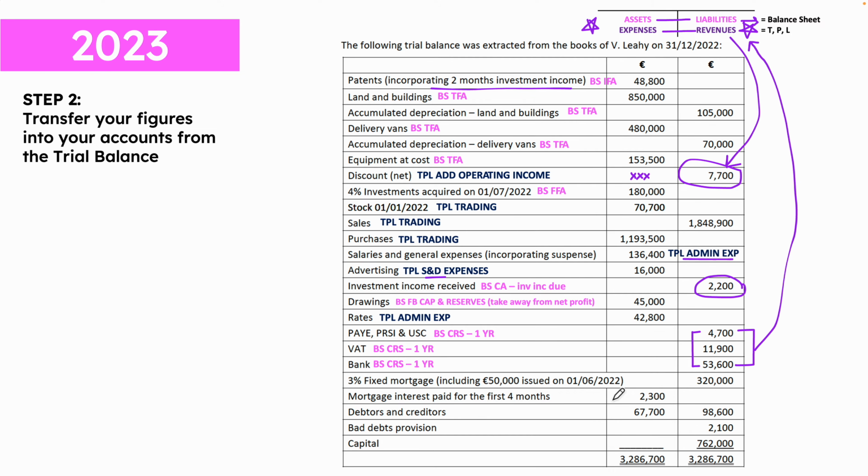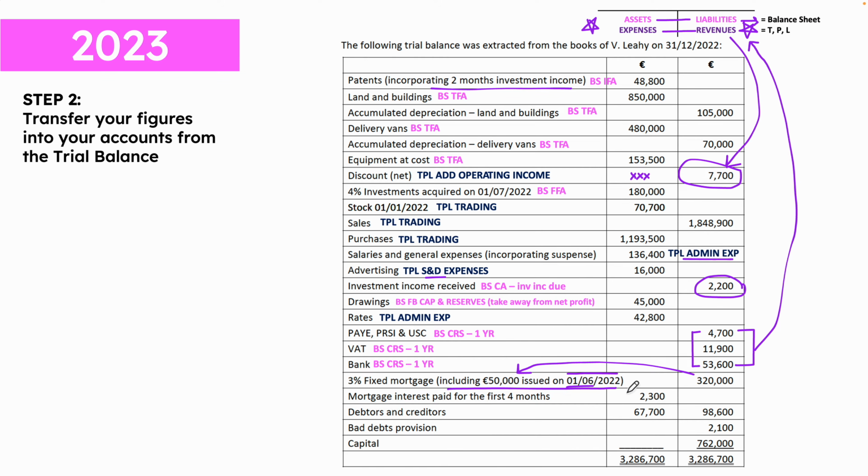3% fixed mortgage, including 50,000 issued on the 1st of the 6th, 2022, is 320,000. So they got a top up on the mortgage of €50,000 after the 5th month, so at the start of the 6th month. So for 5 months of the year, they had 320 minus 50. So 320 minus 50 is 270. So they had 270 for 5 months, okay? Whereas now they're going to have 320 for 7 months.